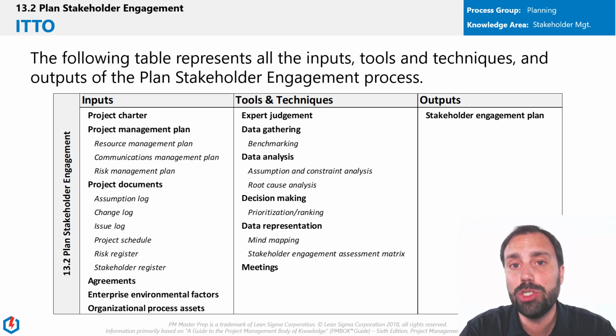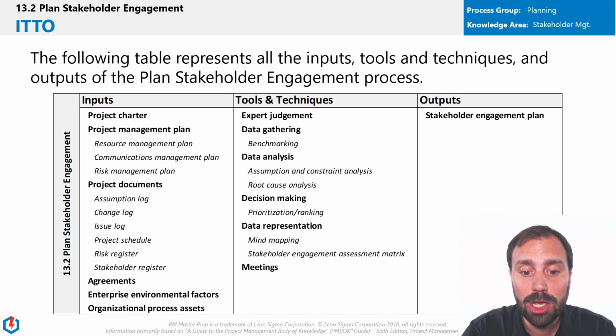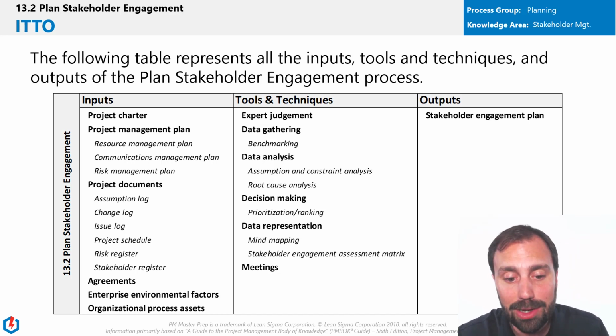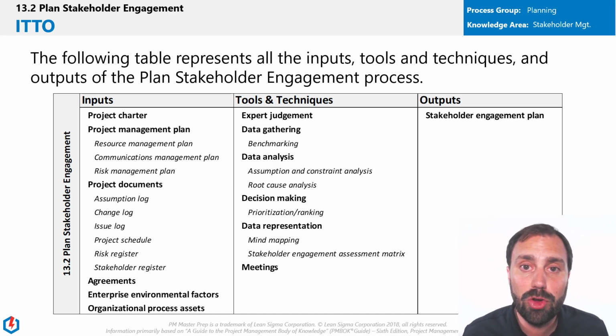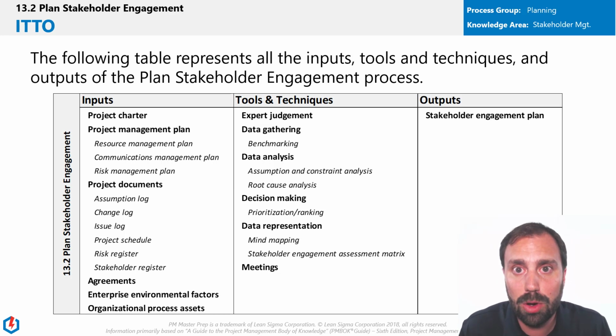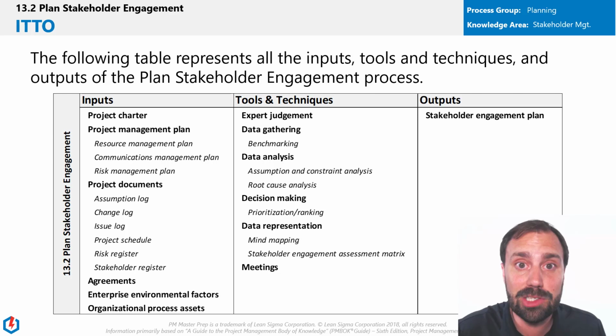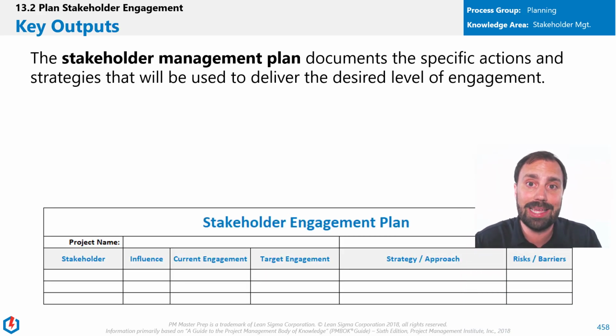And so after we do that, in that process, we're going to do a lot of visualization in the form of how we represent the data through mind mapping, through stakeholder engagement matrices. It's going to create a great understanding of where we are, where we need to go, and how we're going to get there. So I'm going to teach you how we get there in this process. Let's go into the output. Let's talk about that stakeholder engagement plan.